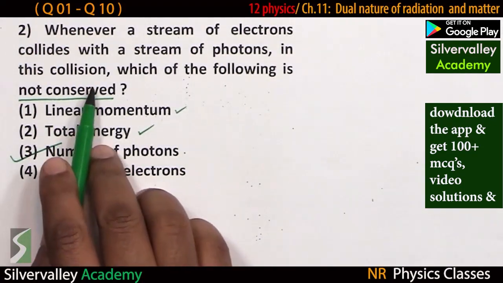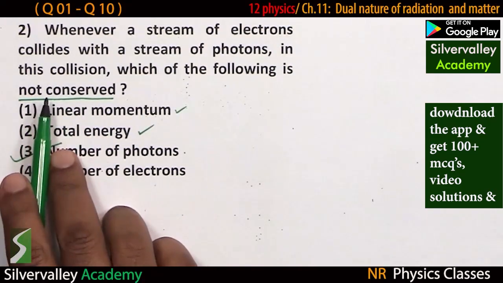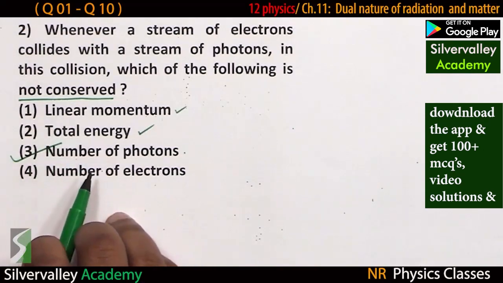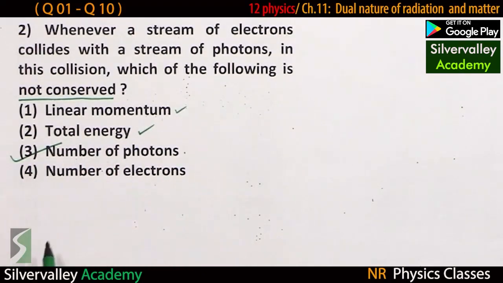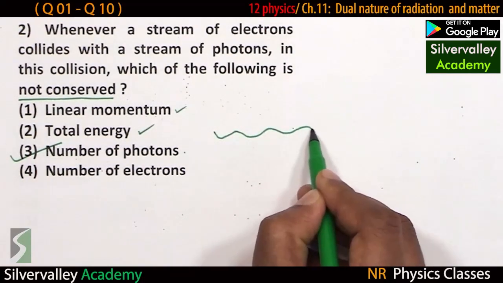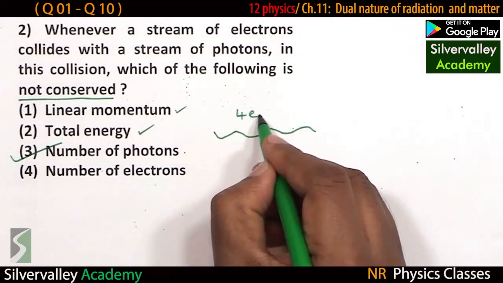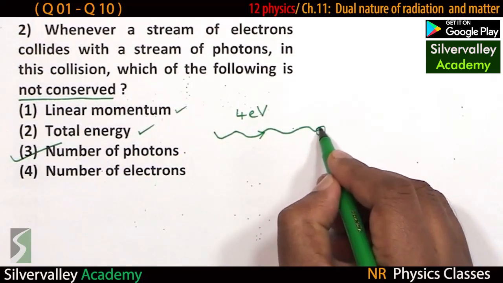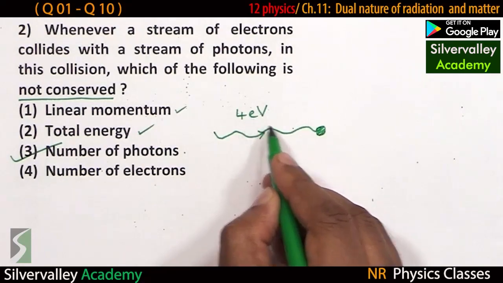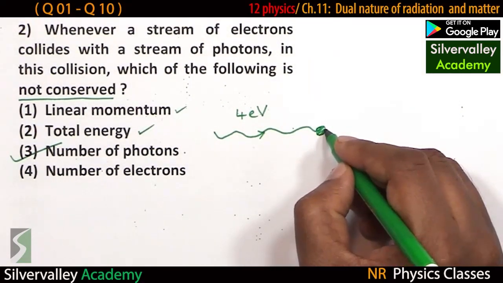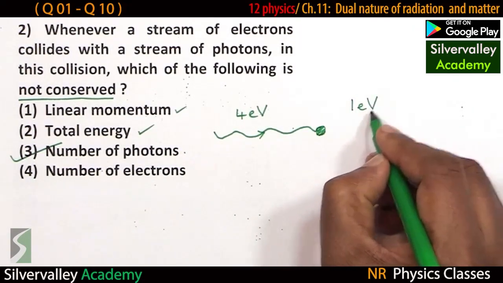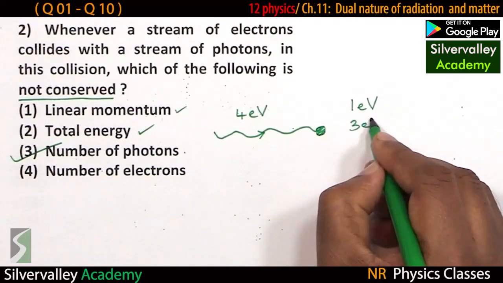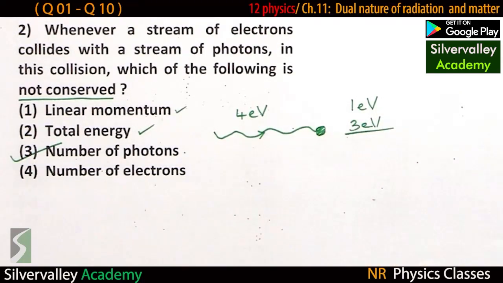Students, underline terms like not, wrong term, not true, okay, false, because we often neglect this and try to go to the correct option. Now in this case, number of photons. Suppose this is a photon of energy 4 eV and this is an electron particle. After interaction, there could be emission of 2 photons from this electron. So one photon could be 1 eV and the other photon could be 3 eV. Thereby total energy is 4 eV.